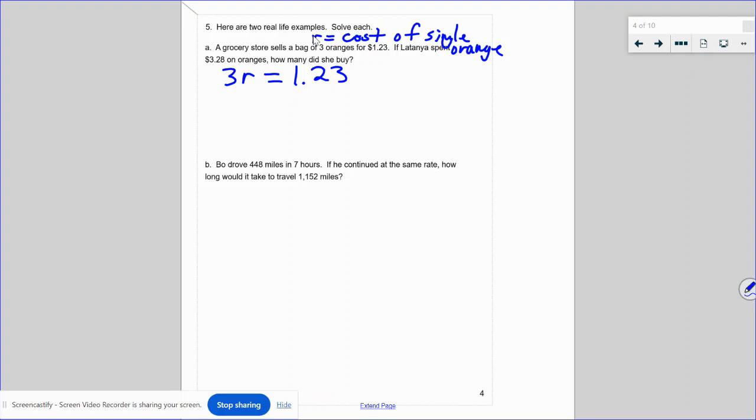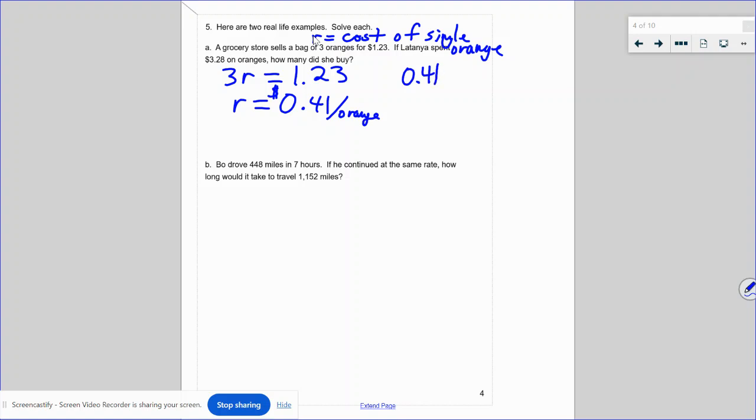If we solve that for R, we're going to get how many dollars per orange they cost. So we would divide both sides by 3. 1.23 divided by 3, 0.41. This is how many dollars, or cents in our case, per orange. Now that we know how much each orange costs, we know that every single orange costs 41 cents.